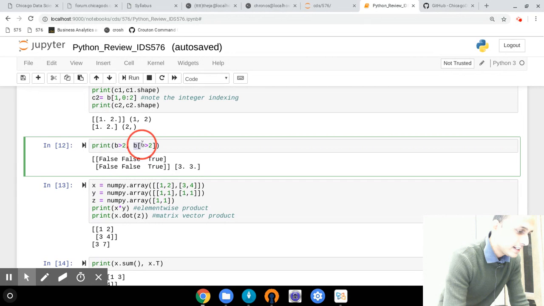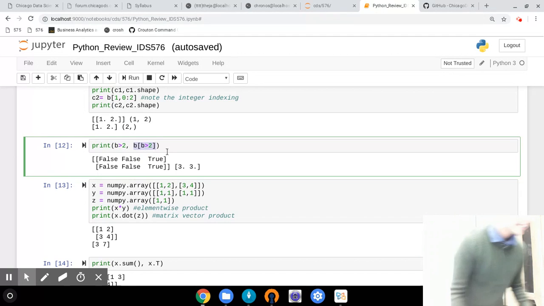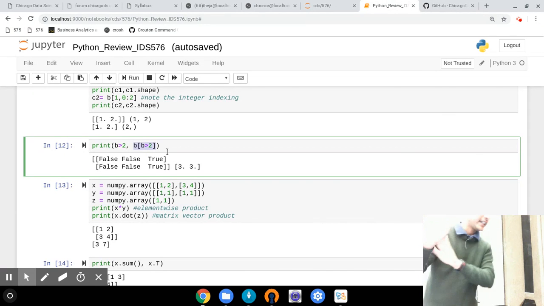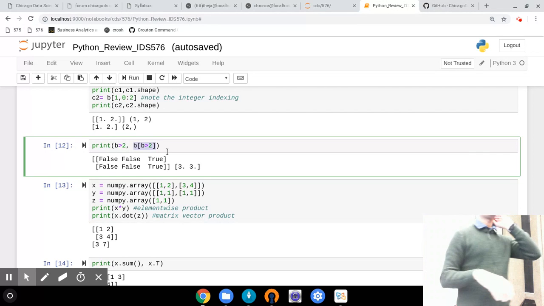Yeah, and here I guess the first one is just comparing b greater than 2, and the second one is indexing. So b greater than 2 will give me the same sized matrix, so two rows and 3 columns, but it will have 2 trues in the last column. So b of that would give me just those entries. Okay, it's like logical indexing, I guess. Yeah.